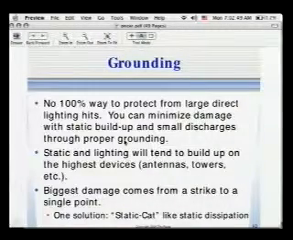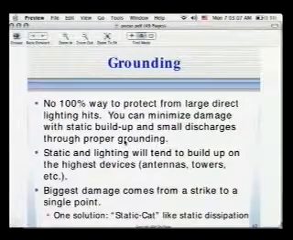various types of dissipation devices, one of which is called Static Cat, which looks like a big sort of Brillo pad that you may put on top of your tower. Static and lightning will tend to build up on the highest devices, like antennas and towers. Whatever you can do to dissipate that, not at a point, but as a multipoint.